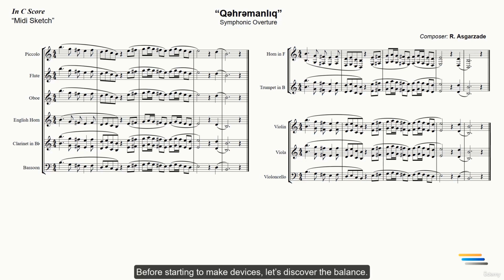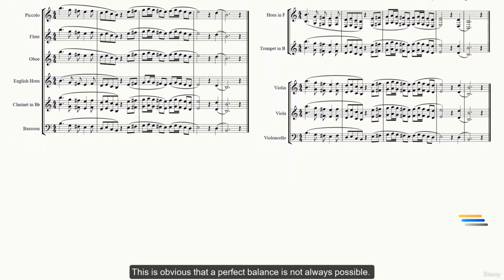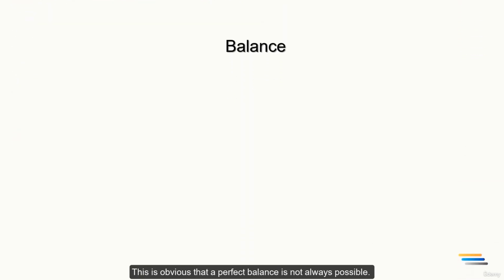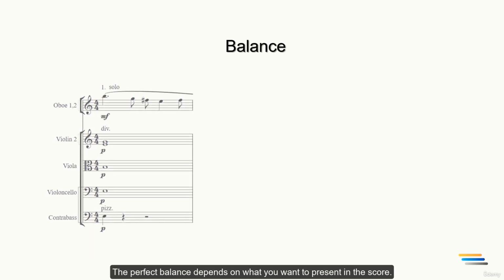Before starting to make devices, let's discover the balance. It is obvious that a perfect balance is not always possible, because a balanced orchestration depends on the attitude of the conductor who will direct it, and at the same time on the feeling of the performance. You can listen to the same piece in different orchestras with a different balance. The perfect balance depends on what you want to present in the score.